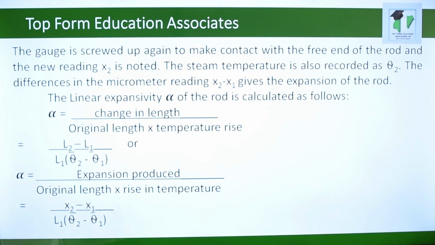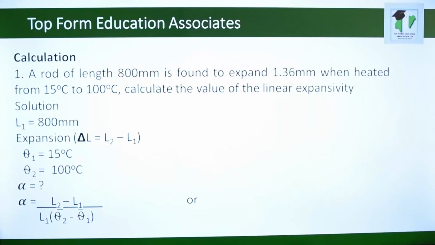I hope you are getting it. So here is the expansion we have produced, which is X2 minus X1, over the original length, which we measured with the ruler, times the rise in temperature, which is the final temperature of the steam minus the original temperature. Now I want to see how we can apply these formulas in solving some problems.